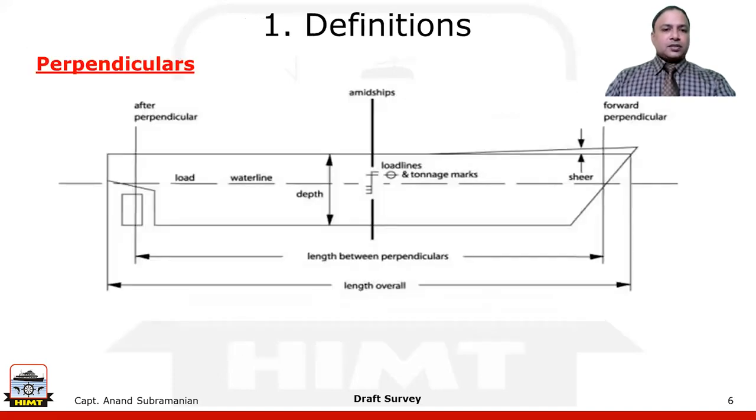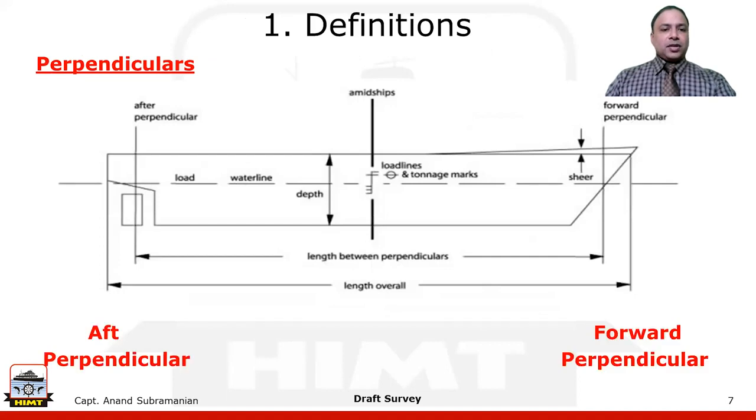Let's look at the definition. Perpendiculars. We normally use two perpendiculars. One is the aft perpendicular and one is the forward perpendicular. The aft perpendicular is a vertical line which is perpendicular to the keel of the ship, passing through the rudder stock. This is always a fixed entity in all the ships. This is a point which is taken.